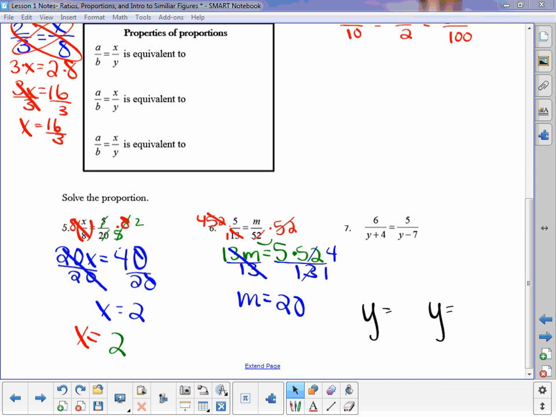Alright, I'm going to write 2 answers up here. I want you to decide which one is correct, and then I want you to figure out what went wrong to get that other one. Alright, so talk with your shoulder partner. Which one is correct? And then for the one that's wrong, what happened? What was the mistake that was made?